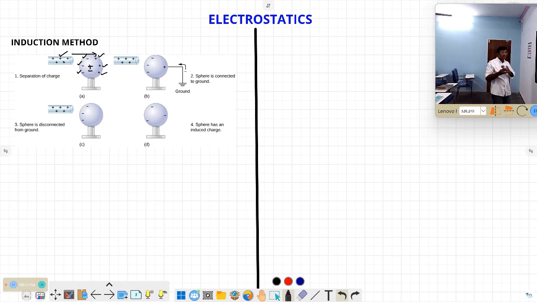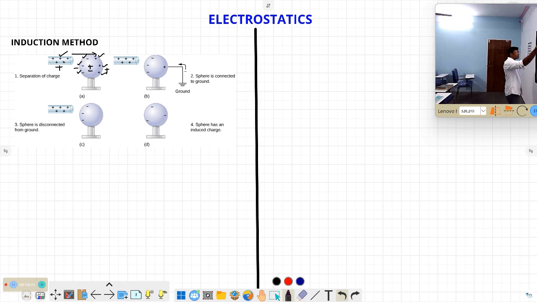In the induction process, whenever you bring a charged body near a neutral body, on the near face you get the opposite charge, and on the opposite face you get the similar charge. Here the plus means here you got minus, the opposite charge, and the other side you got the similar charge, plus, due to the attraction and repulsion phenomena. So these ends are becoming negative.